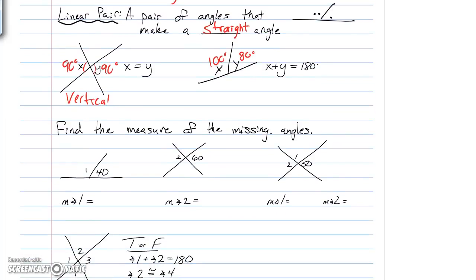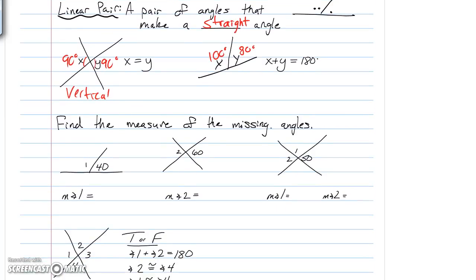So looking at a couple examples, real simple ones to start. The first pair we have is a linear pair. Okay, and together these angles make 180 degrees. 180 minus 40 is 140 degrees. Angle 1 would have to be 140 to make those angles 180 degrees together.